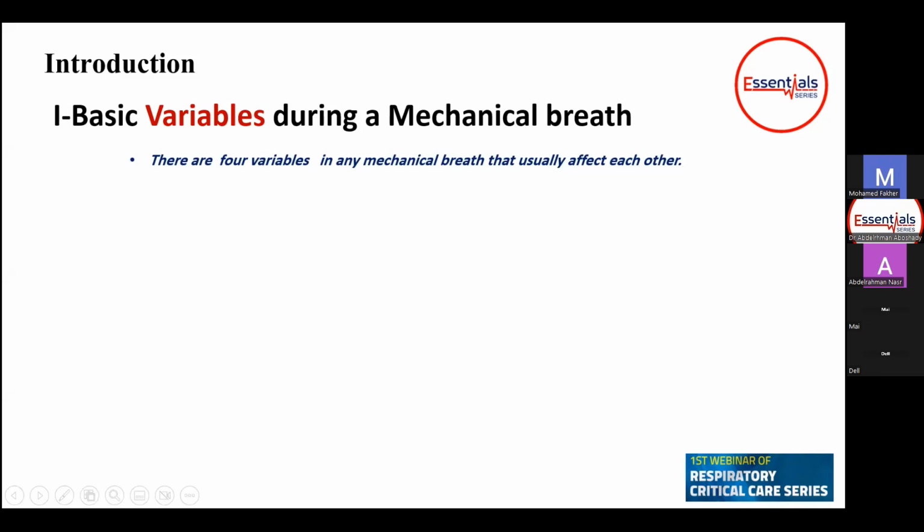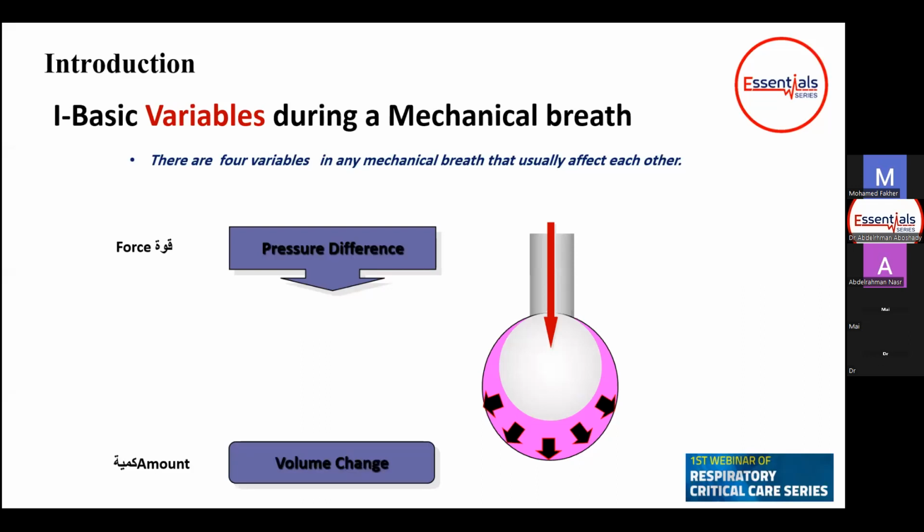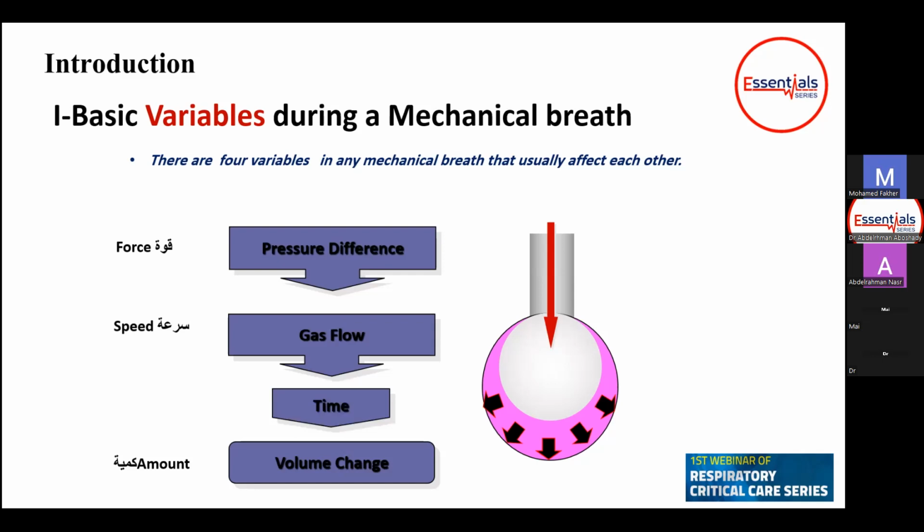The first variable is the pressure difference, which is the force that pushes the air inside the lung. And the volume change, which is the amount of air that enters the lung. The gas flow, which is the speed. Flow is not a synonym of speed, but it looks alike a little bit. And the time that it takes the air to enter the lung and to exit the lung. These are the 4 variables. And we all know that these 4 variables affect each other in many ways.